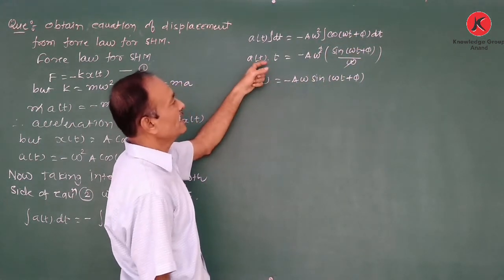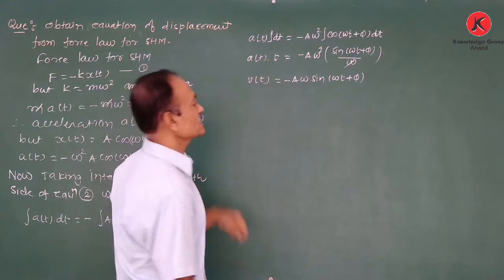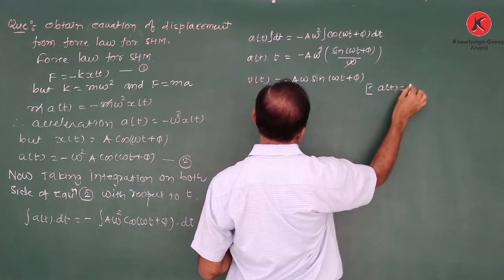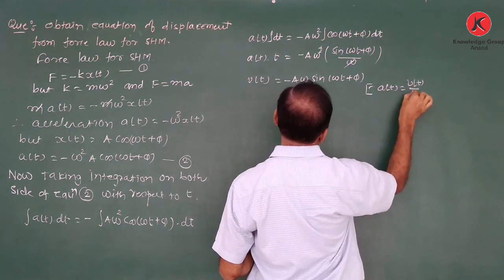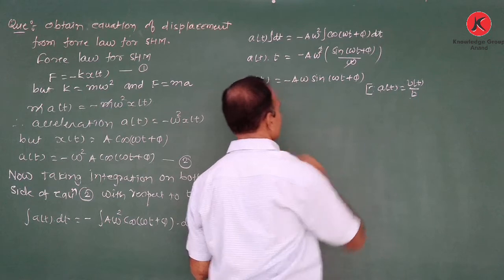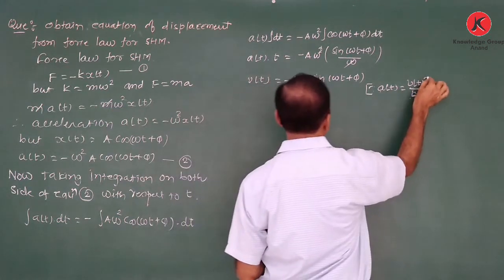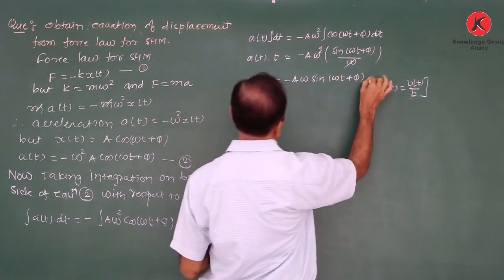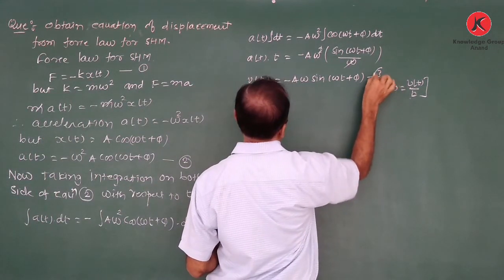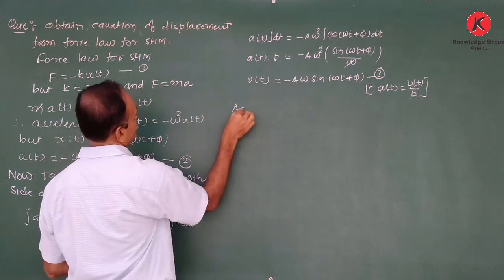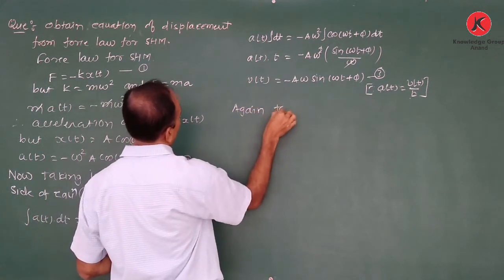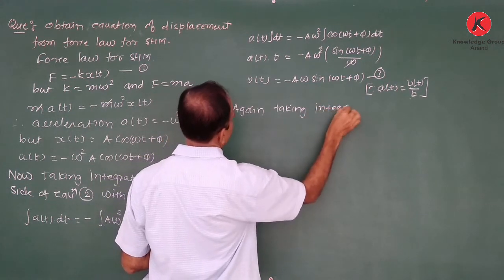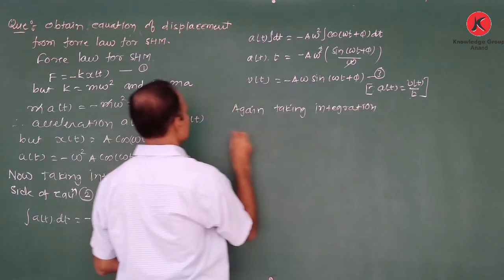Okay. Now here, we are using this concept: acceleration is equal to velocity upon time. Therefore, acceleration into time is equal to velocity. So that is the equation of velocity. That is the equation number 3. Again taking integration with respect to time.